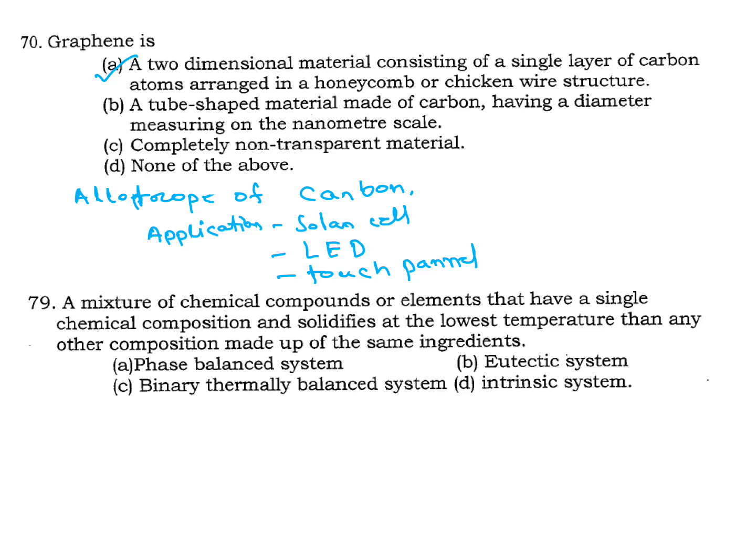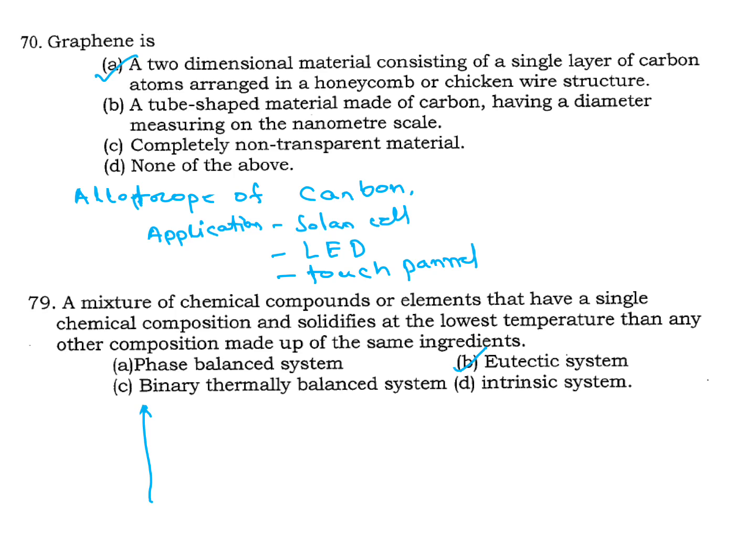Next, a mixture of chemical compounds or elements that have a single chemical composition and solidify at the lowest temperature than any other composition made of the same ingredients. A. Phase balance system, B. Eutectic system, C. Binary thermally balanced system, D. Intrinsic system. It's a eutectic system.